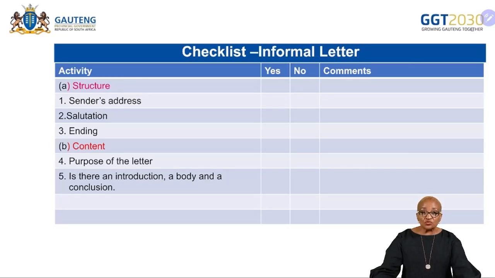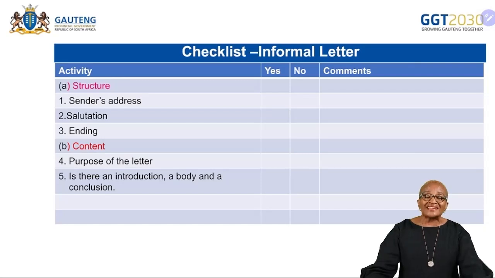Let's have a look at a checklist of an informal letter. A checklist will guide you in making sure that all the necessary information needed in the letter is there. This is the standard checklist that you see there. However, your teacher can add anything that he finds fit to add on the checklist, depending on what he would love to check with you. But let's have a look at this standard checklist.